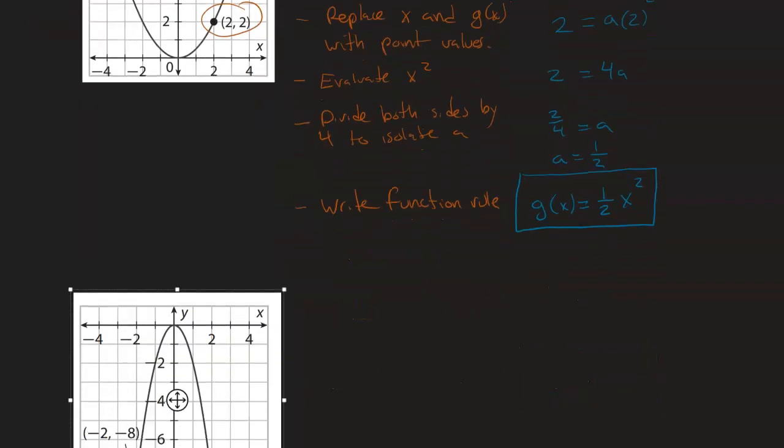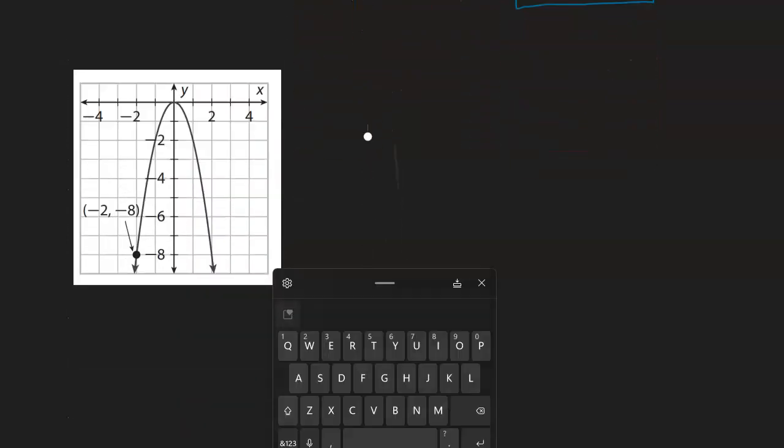All right, let's take a look at the second example. Let's go ahead and write the function rule for this. This time I'm not going to list out the steps. I'm just going to show you the order of it without having to write out the words for the steps. So the first thing I want to do is use a point. They kind of already give us a point down here, -2 and -8. So let's use that. So we're going to use -2, comma, -8.